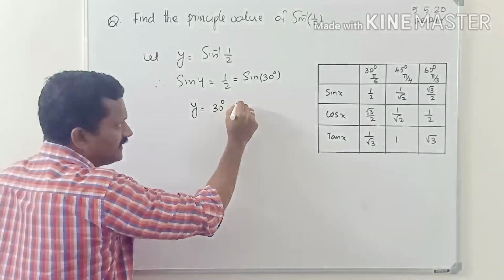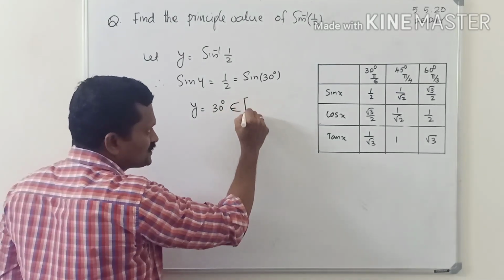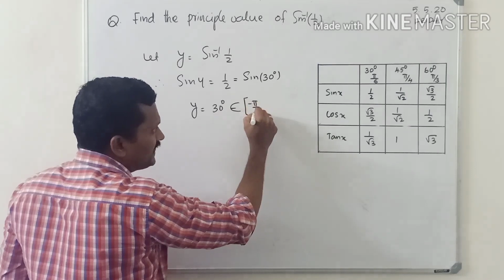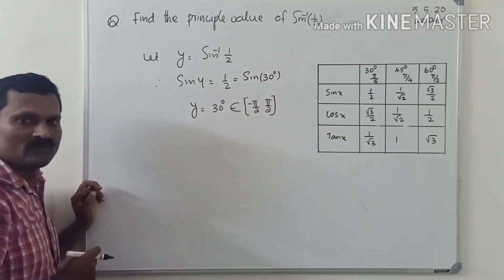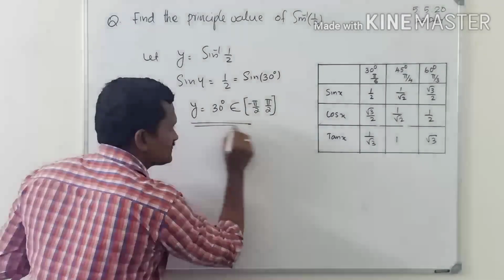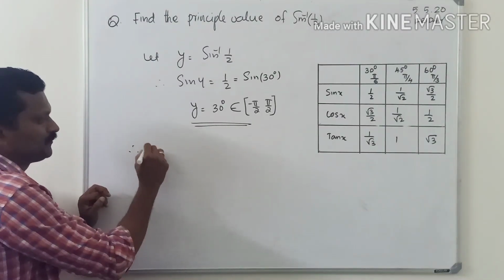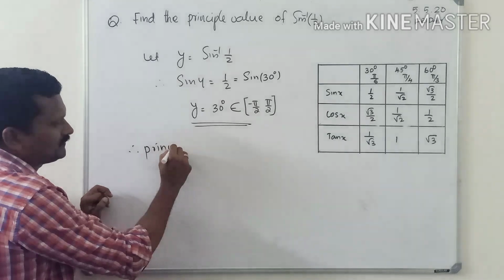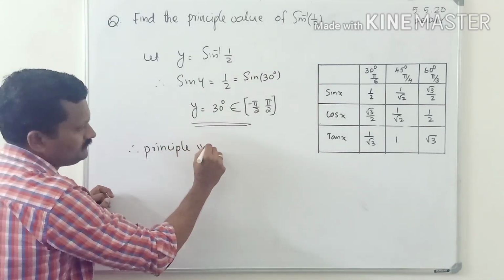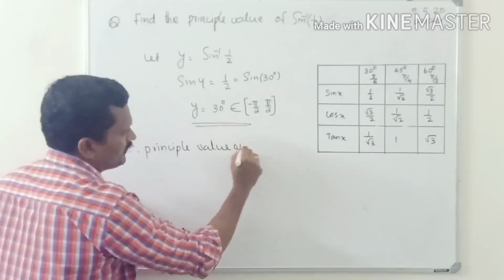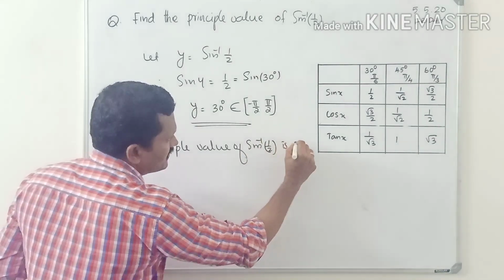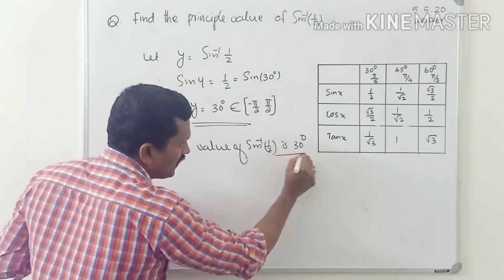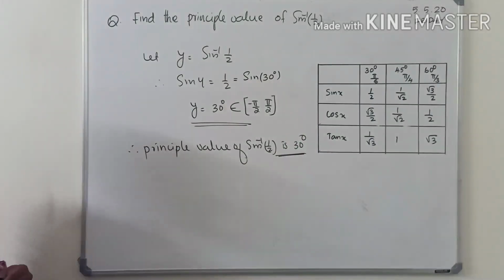This 30 degree clearly belongs to closed interval minus pi by 2, pi by 2. That is the principal value. Hence the result. Therefore, principal value of sin inverse 1 by 2 is 30 degree or pi by 6.